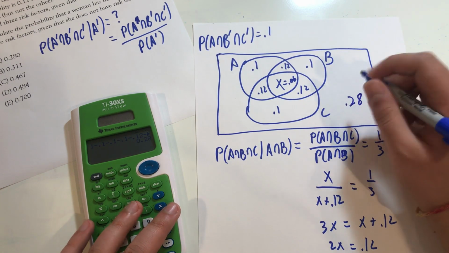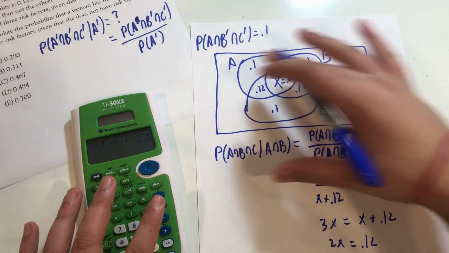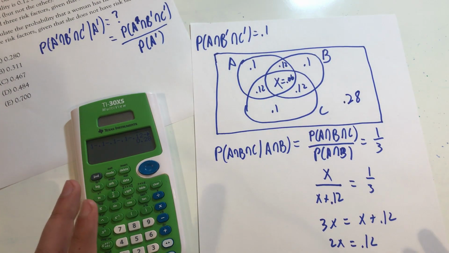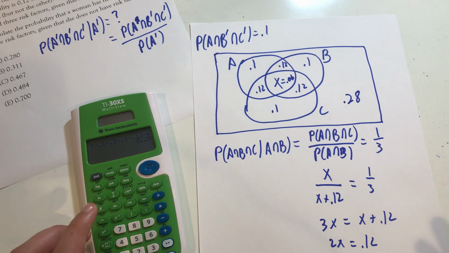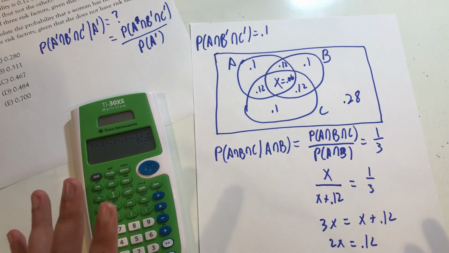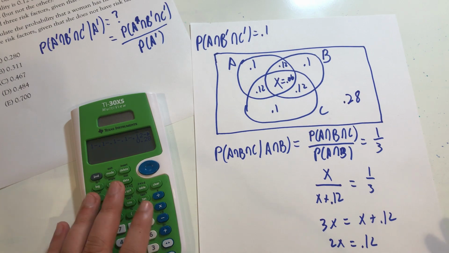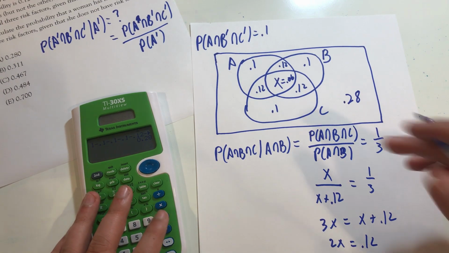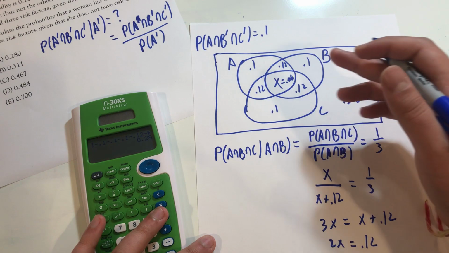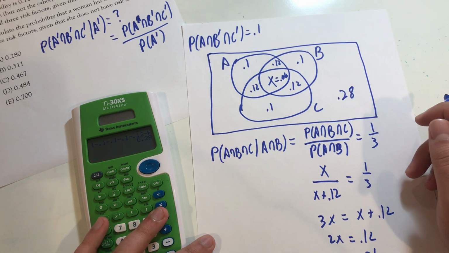0.28. Right? You should be familiar with this: every mutually distinct item in a sample space should add up to 1. So all of this should add up to 1. That's how I got this to be 0.28.